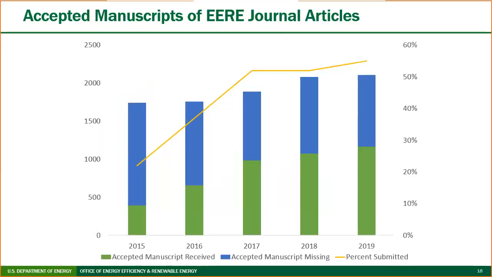Another process we can analyze using the publication data set is EERE's compliance with public access. The image you see here shows the total number of EERE publications over the 5 years the public access plan has been in effect. We can now document that EERE-funded publications are increasing, and compliance with submitting accepted manuscripts is also increasing.